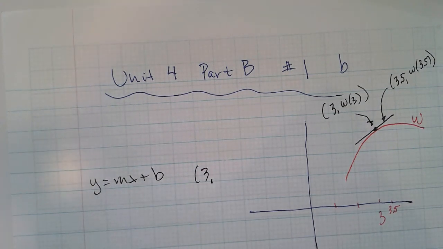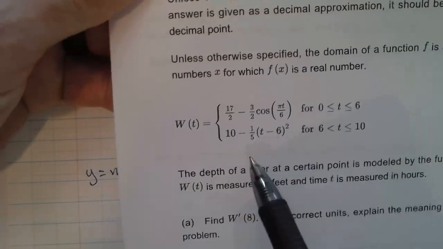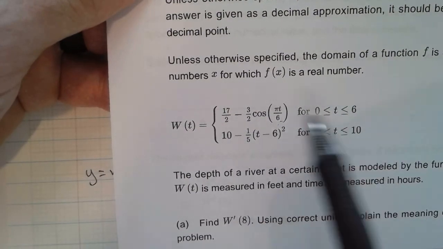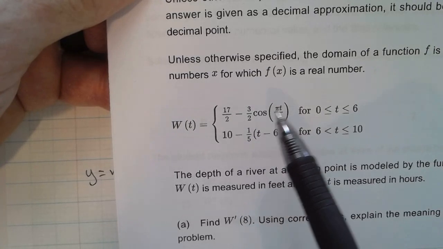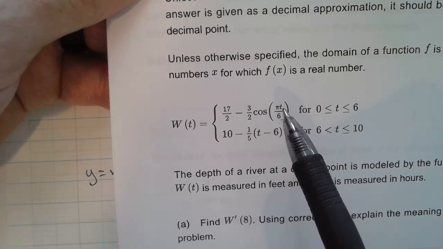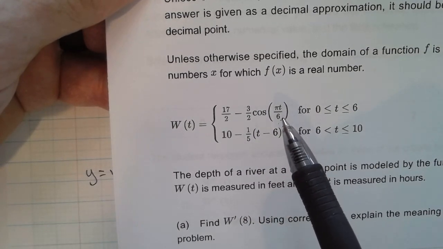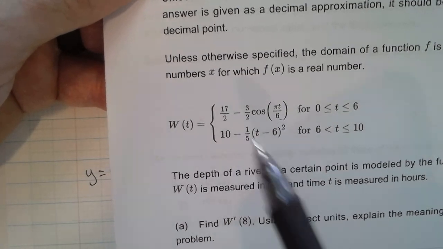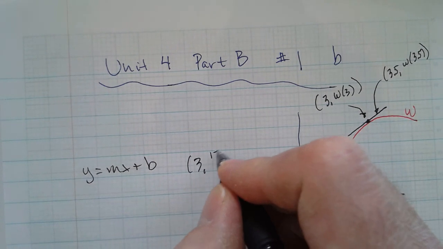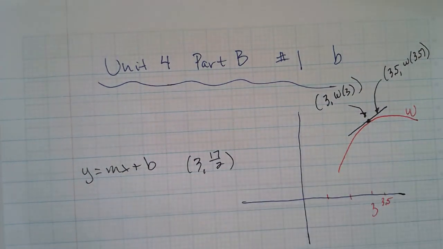If you plug 3 into our equation, it's in this interval, plug it in, we get 17 halves minus 3 halves times the cosine of pi over 2. Cosine of pi over 2 is 0, so we get 17 halves. All right, so 17 halves is our y value.